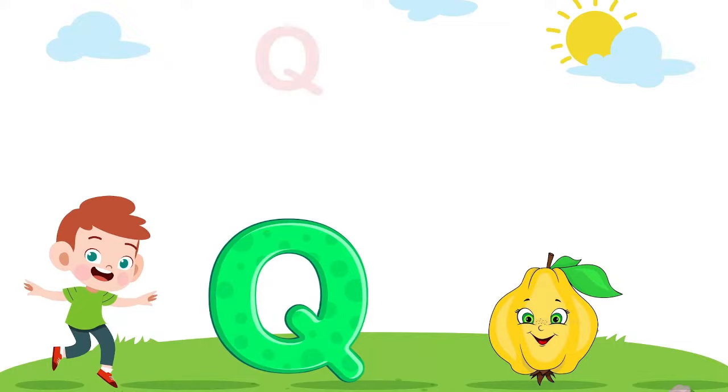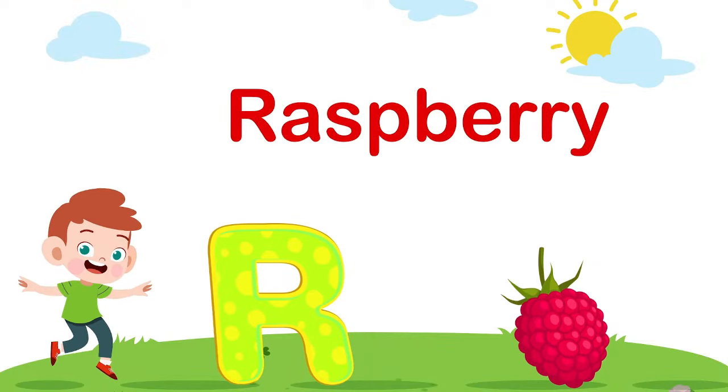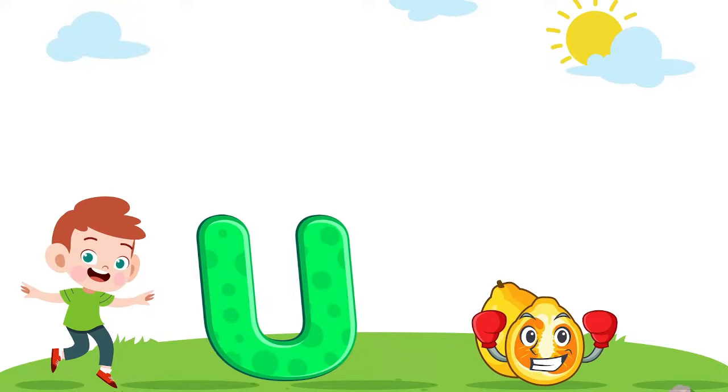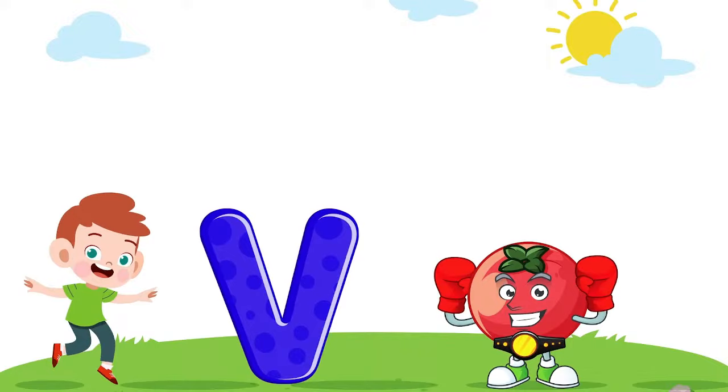S is for sapodilla. T is for tomato. U is for ugli. V is for velvet apple. W is for wineberries.